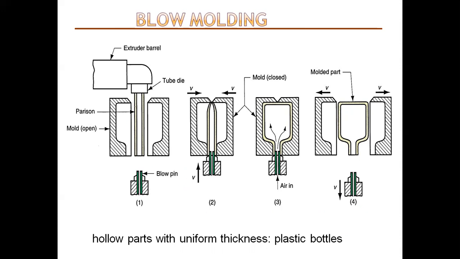Here the barrel is given at the bottom, grouping is there. Blow molding is a manufacturing process by which hollow plastic parts are formed.